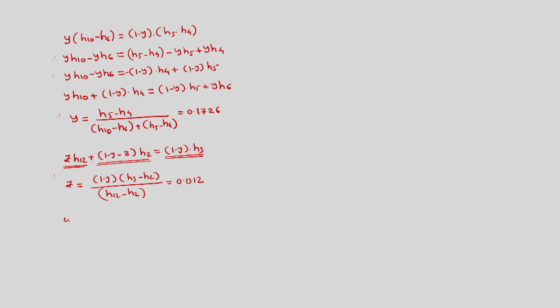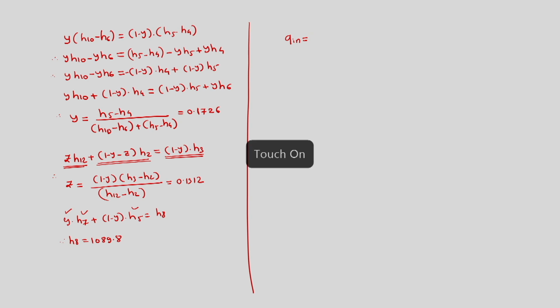So, y amount of mass at 7 plus 1 minus y amount of mass at 5 gives us H8. So, knowing y, H7, H5, we can get H8, and H8 turns out to be 1089.8. Now, knowing all the enthalpies, we can find out Q in.